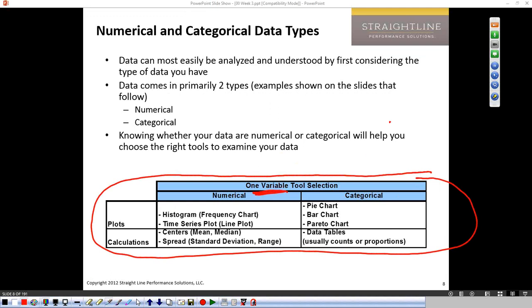When I only have one variable, when I'm only thinking of outputs, these are the tools that are available to me. I have several plots and I have several calculations. For example, when we look at one variable, which we will do very soon, I can do a histogram, I can do a time series plot. A little bit later we're going to add a control chart, but today we're just going to do histograms and time series plots and maybe a box plot. When I'm doing calculations, I can look at centers, I can look at spreads.